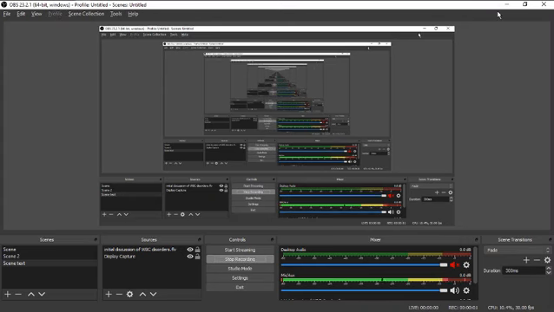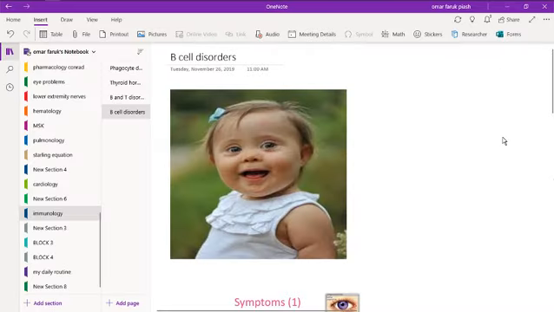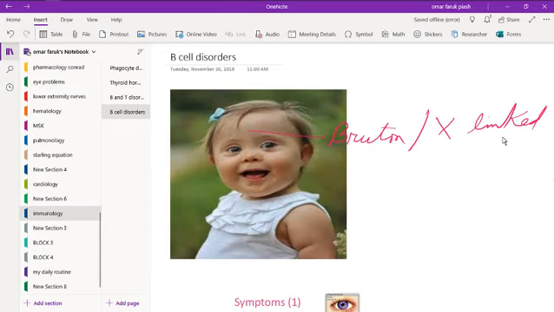Assalamu alaikum. Now I would like to discuss B cell disorders. First of all, start with this. This is Bruton's disease, or Bruton's agammaglobulinemia, or X-linked agammaglobulinemia.